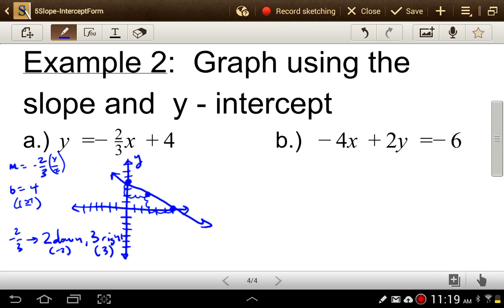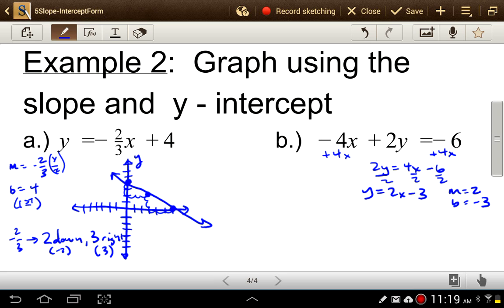Okay, let's do example B. First thing I have to do is solve for it. So that's going to be plus 4x, plus 4x. That's going to give me 2y equals 4x minus 6. Divide each term by 2, and that's going to give me y equals 2x minus 3. That means my slope is 2, and my y-intercept is negative 3.